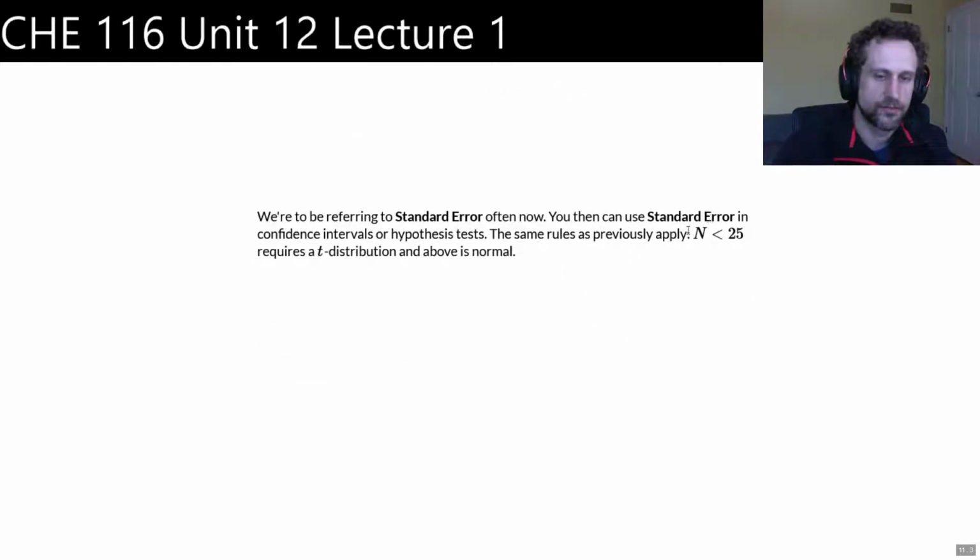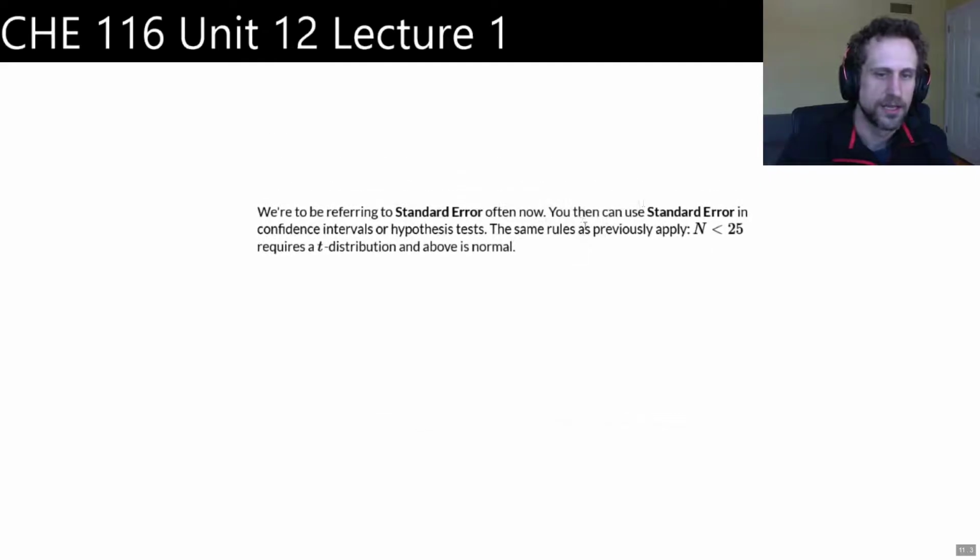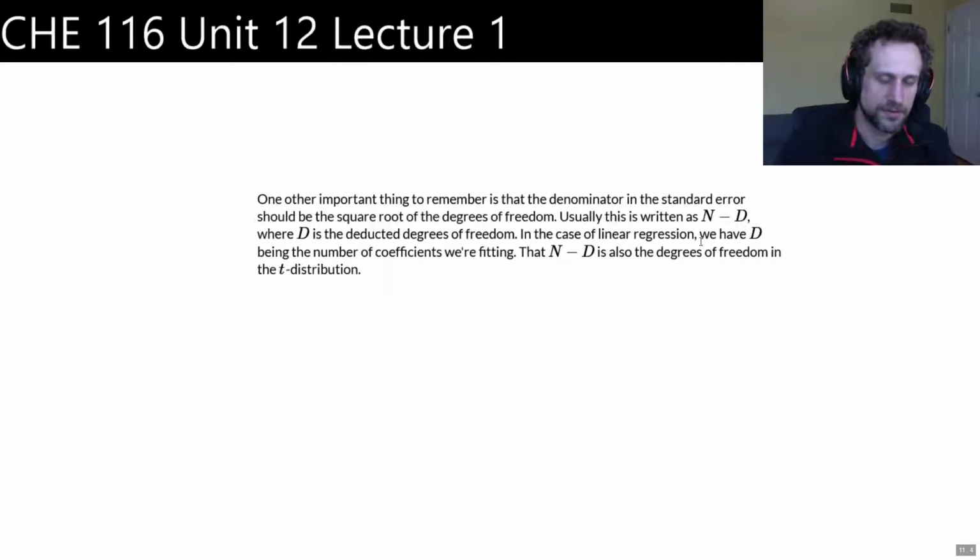And just like normal, if you're looking at something where n is greater than 25, you can use a normal distribution. If n is less than 25, you can use a t-distribution. Now there's one trick here: this n is not exactly the number of data points. It's n minus d, the deducted degrees of freedom, where d is the number of coefficients we're fitting. So for one-dimensional linear regression, the degrees of freedom is n minus 2 because we're fitting a slope and an intercept.